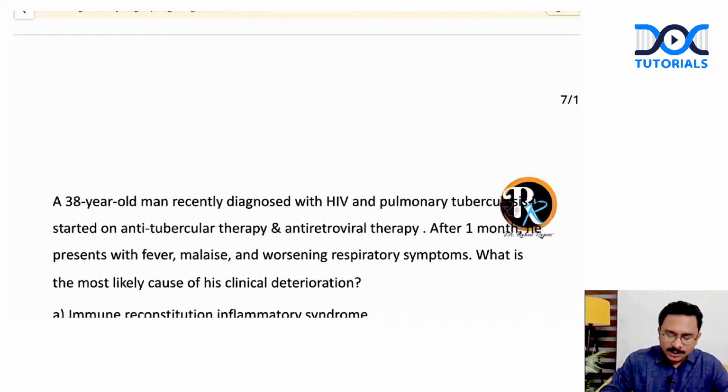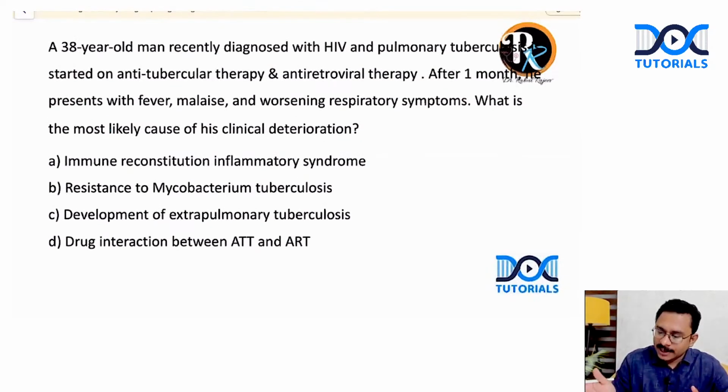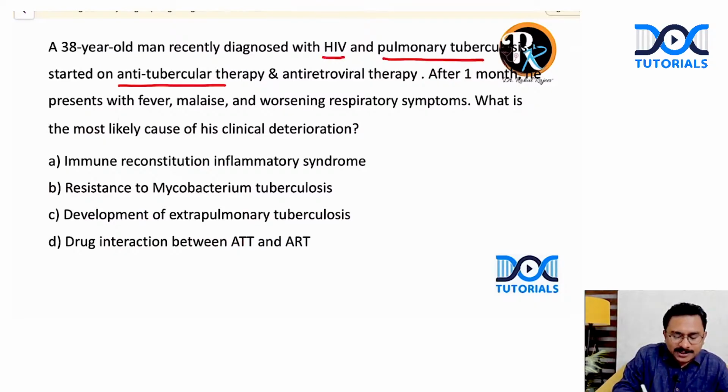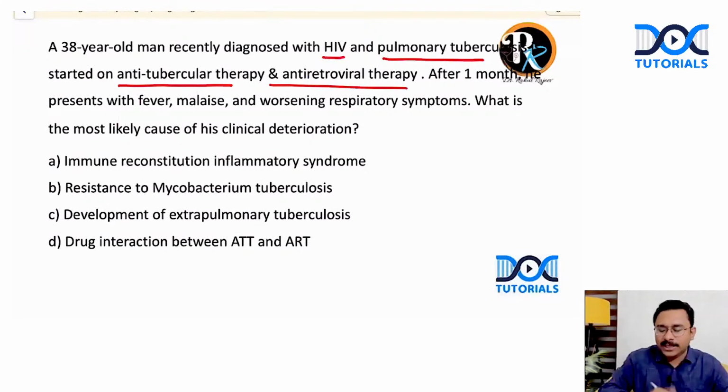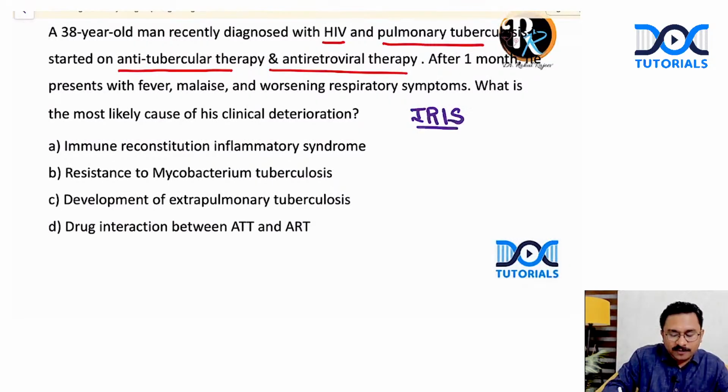Okay, right. Coming to the next question, a 38-year-old man is diagnosed with HIV infection and pulmonary tuberculosis. He is started on anti-tubercular therapy and antiretroviral therapy. After 1 month, the patient presents with fever, malaise, and worsening of respiratory symptoms. Now, this is interesting. Normally, when you have a disease and you start treatment, you are expecting that there will be improvement of symptoms. But why do you think the patient is having worsening of symptoms after the starting of the treatment? Well, this is a special condition that is known as IRIS, Immune Reconstitution Inflammatory Syndrome.